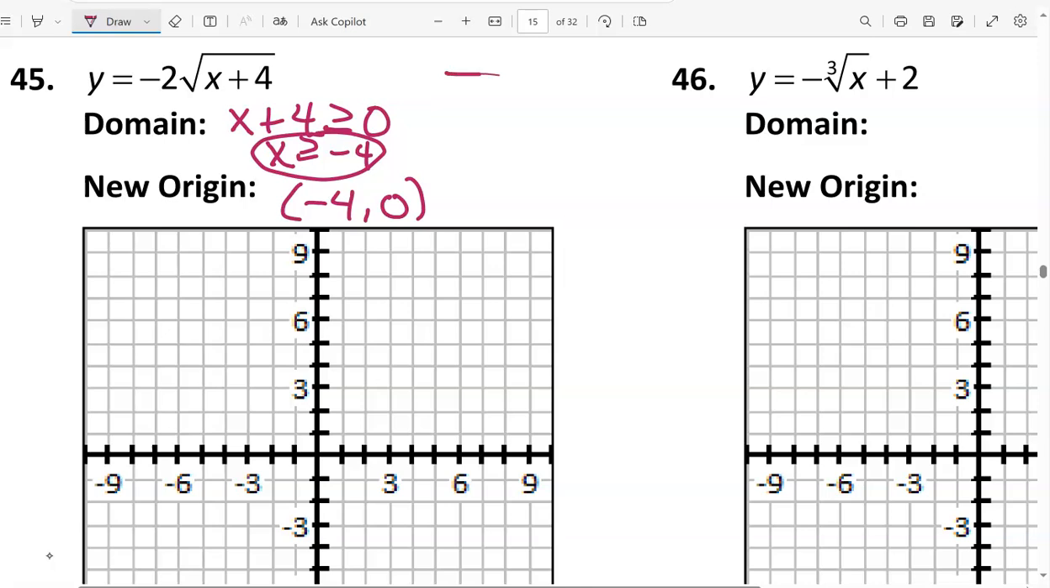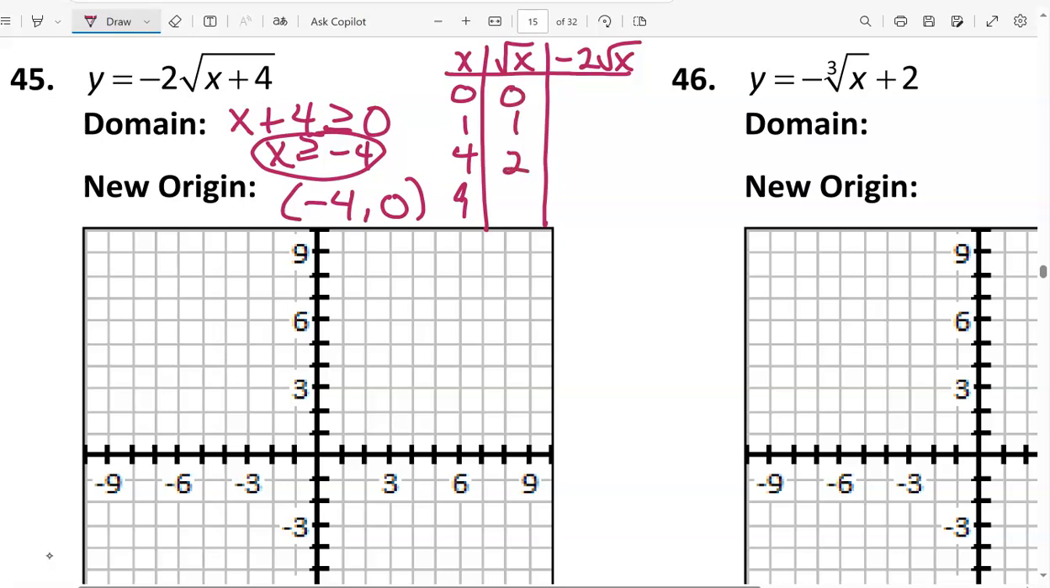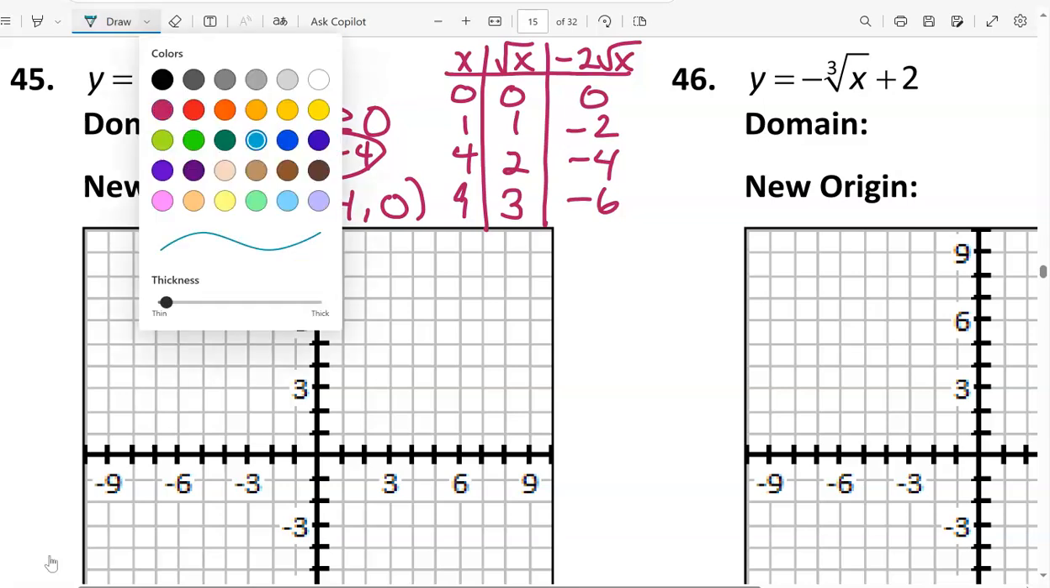We don't see any addition or subtraction on the outside of the radical. So I am going to graph from that new origin, and I'm going to take all of the addition and subtraction out of it. So our x values, 0, 1, 4, and 9 for square roots, take their square roots, 0, 1, 2, and 3, multiply each by negative 2, and now we have 0, 0, but remember that's relative to the new origin, right?